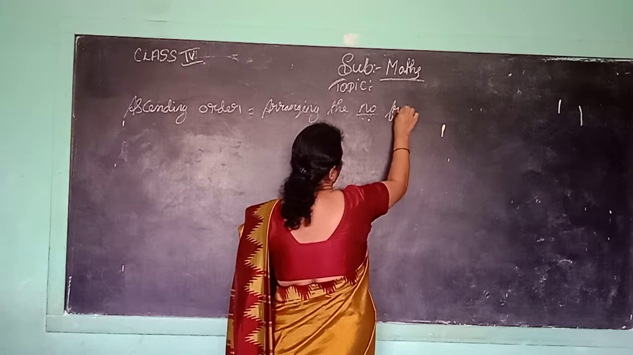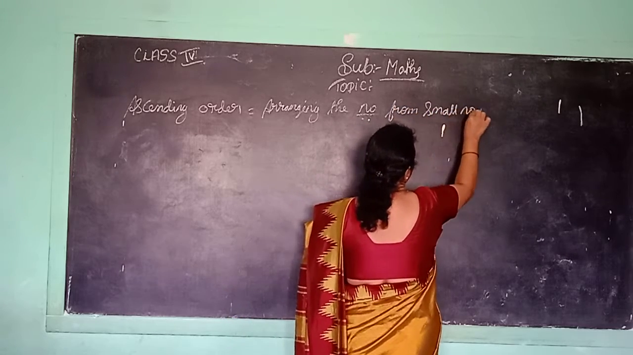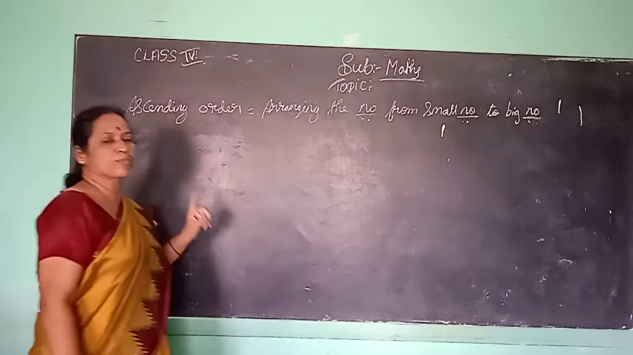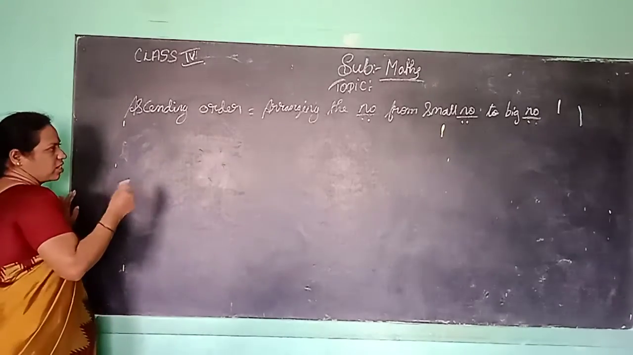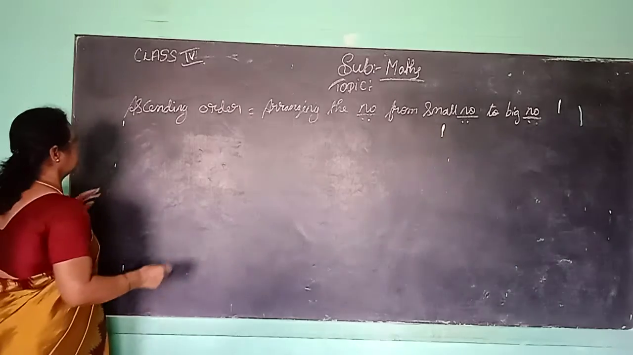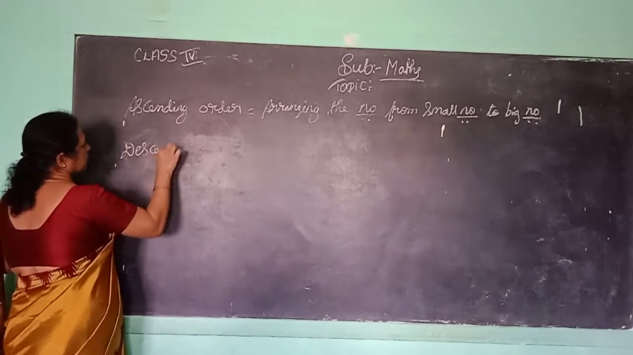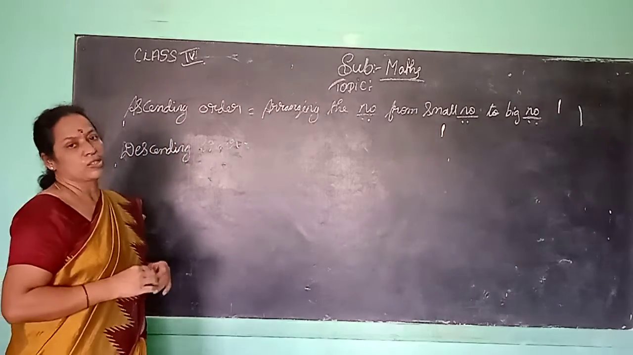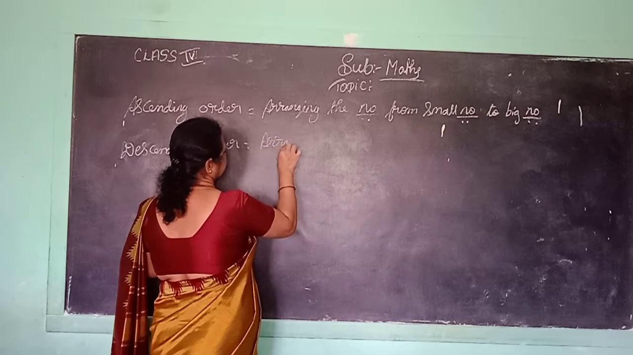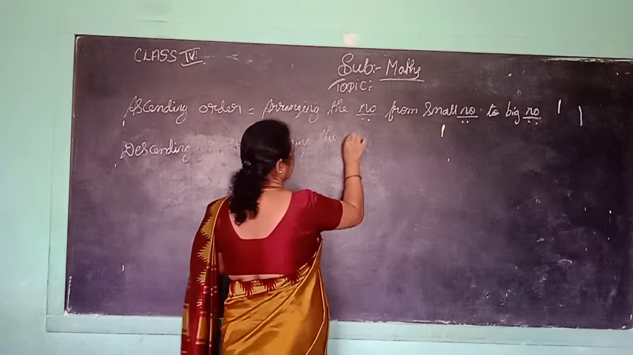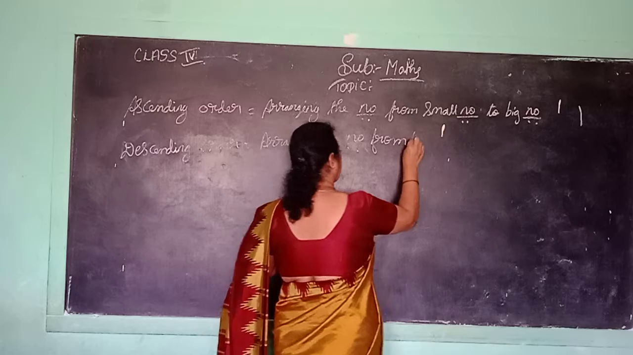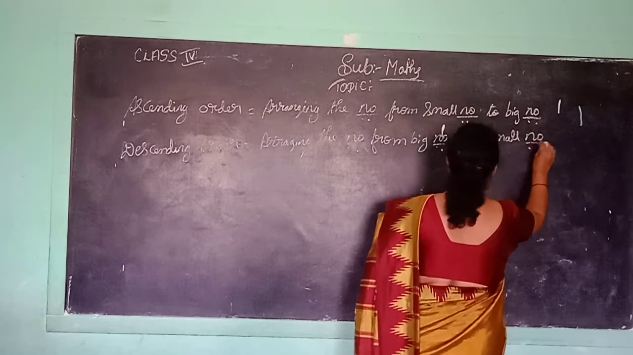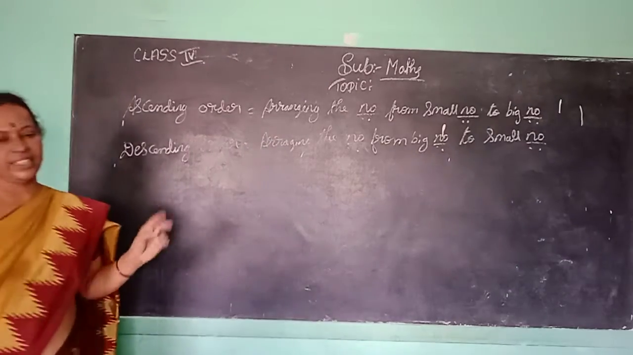Arranging the numbers from small number to big number. Ascending order means what? Arranging the numbers from small number to big number. Ascending order means arrange the numbers from smaller number to big number. Descending order means what, children? Arranging the numbers from big number to smaller number.